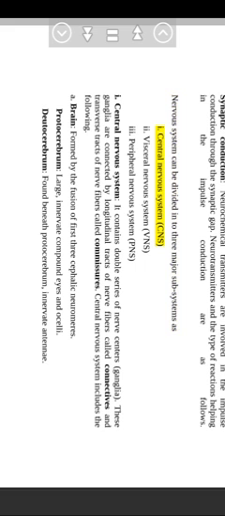Nervous system can be divided into three major subsystems as I. Central nervous system, CNS. II. Visceral nervous system, VNS. III. Peripheral nervous system, PNS. I. Central nervous system. It contains double series of nerve centers, ganglia. These ganglia are connected by longitudinal tracts of nerve fibers called connectives and transverse tracts of nerve fibers called commissures. Central nervous system includes the following.